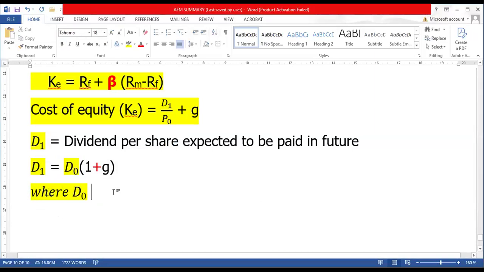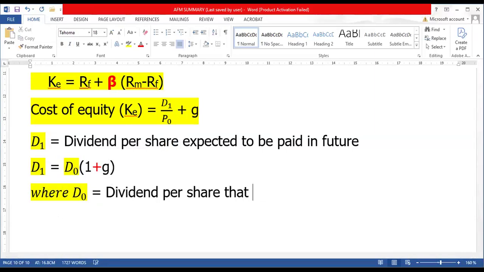Where D naught is equal to what? D naught is dividend per share that has just been paid. So this is already paid, but D1 is the one which is not yet paid and is going to be paid in the future. When we are using Gordon's model, we use D1, we don't use D0.